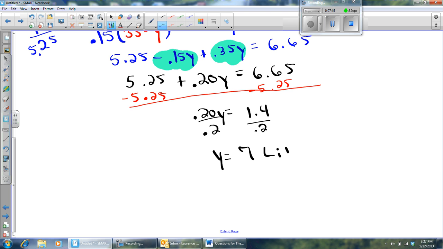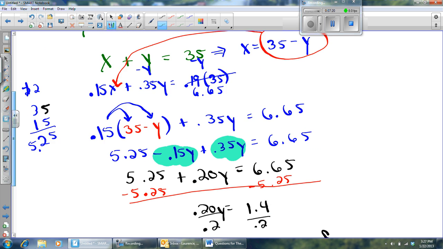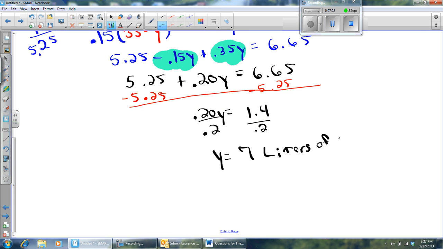7 liters of the, which one was that? That was the 35% solution, right? Of 35% glucose.